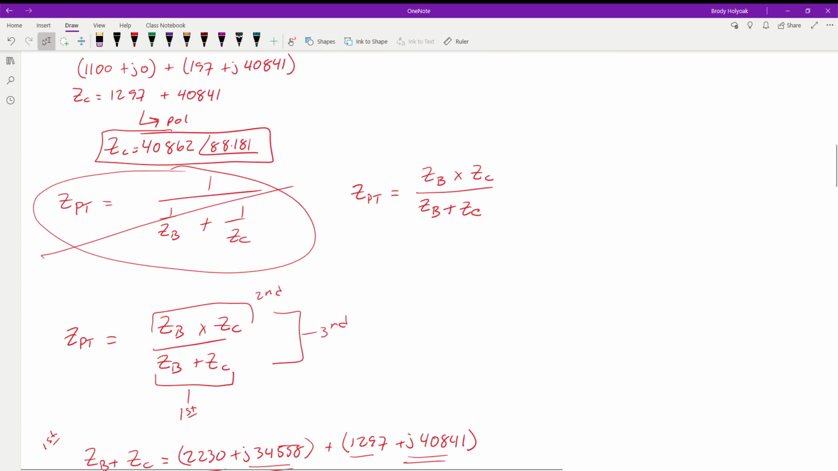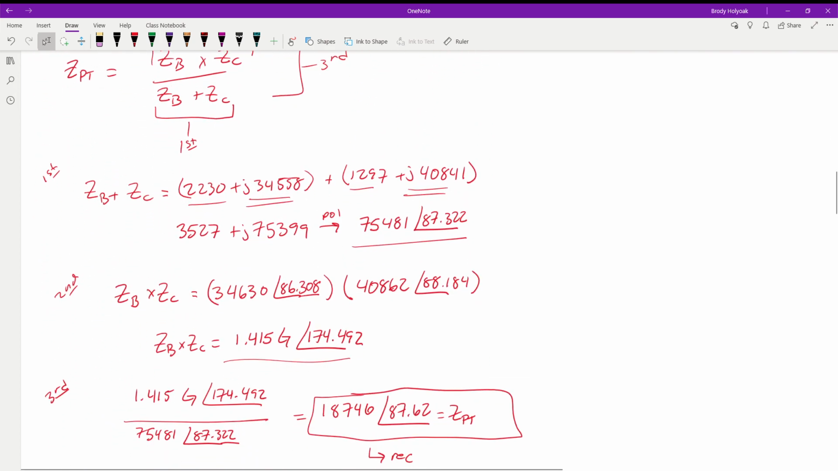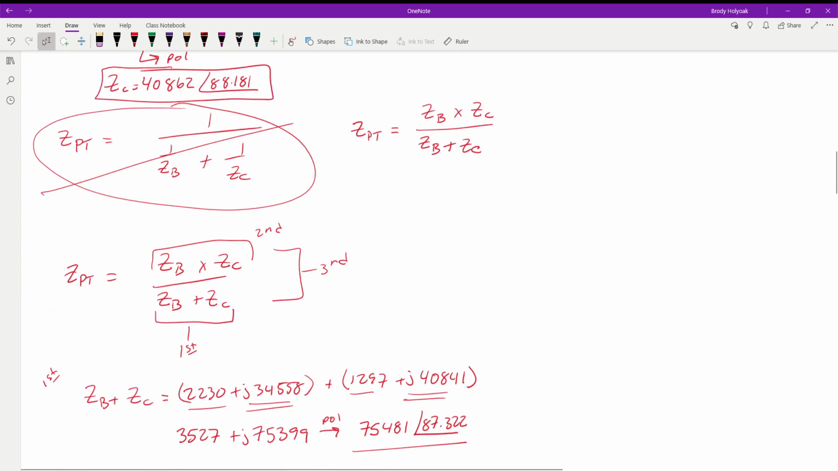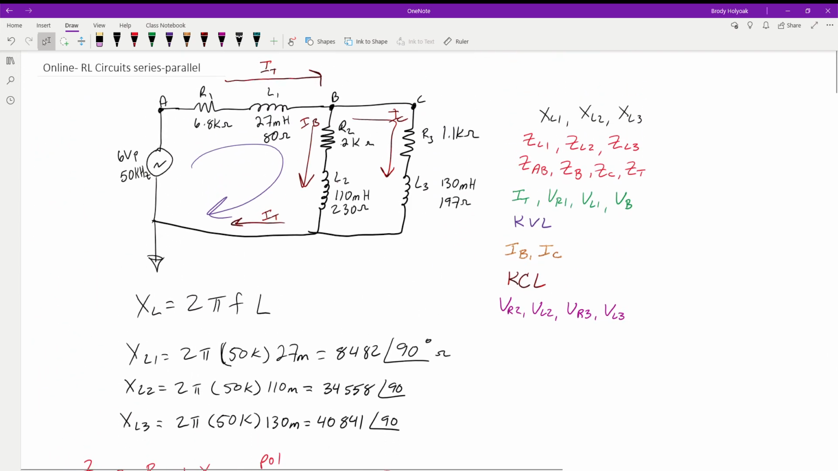For me, this one is a little bit easier because there's only one case where you have to convert, versus the other one where you're constantly converting back and forth between polar and rectangular. So either way you want to use is fine. And let me just double check. Yep, I think we got all the components too. So that's the end of that. That is a series parallel RL circuit.